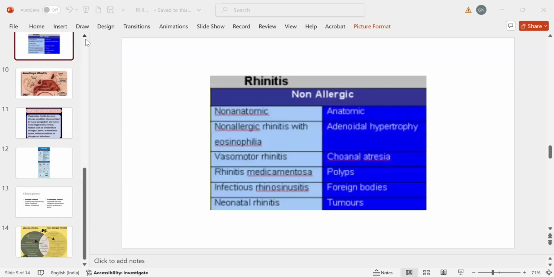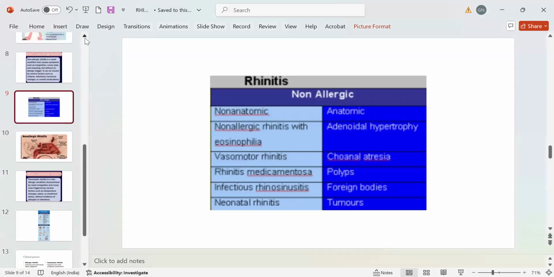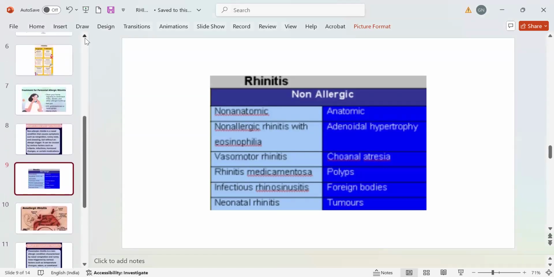Can you see the screen? Anybody tell me? Yes, ma'am. Visible.